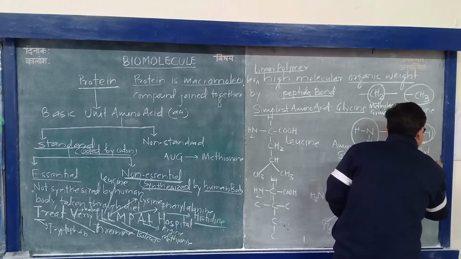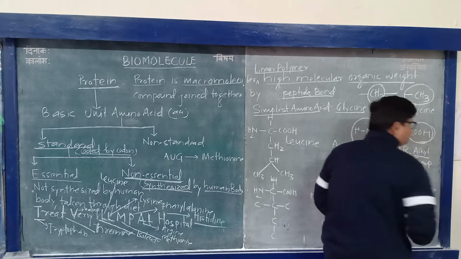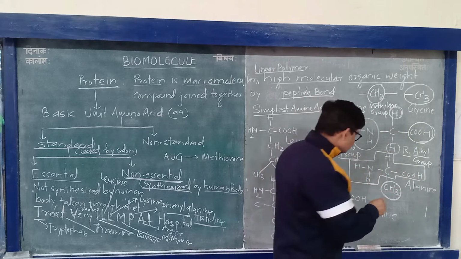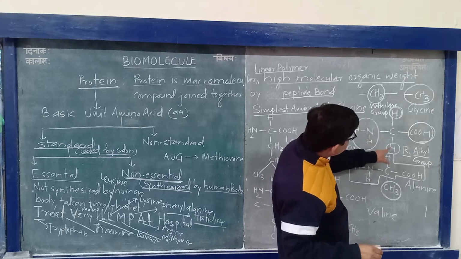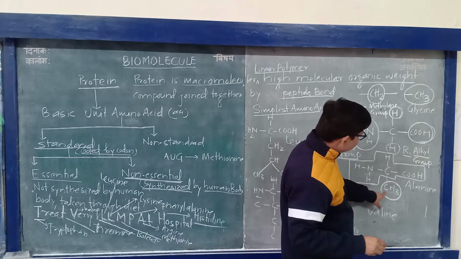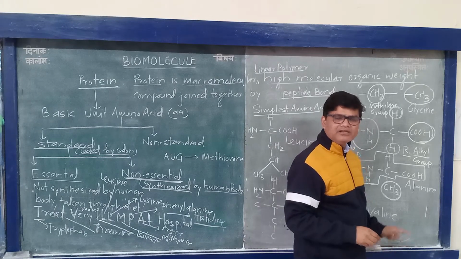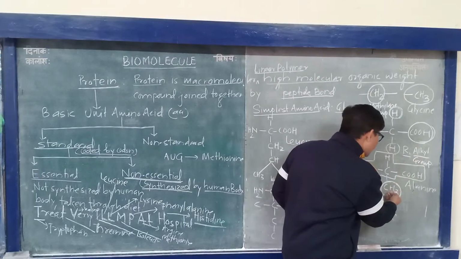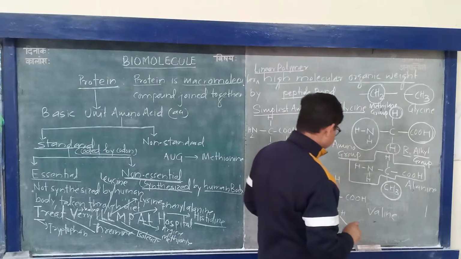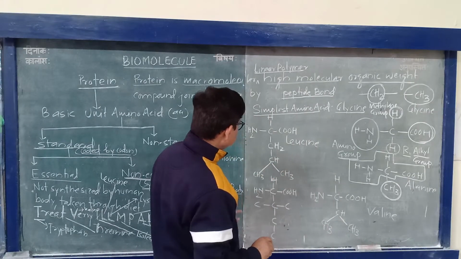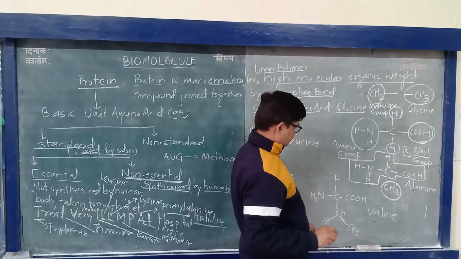In case of biochemistry or chemistry, if we are going to remove hydrogen and add methyl group, then we can say it is alanine. Simple. You remove that and you add. So this is alanine. Now come to next amino acid.